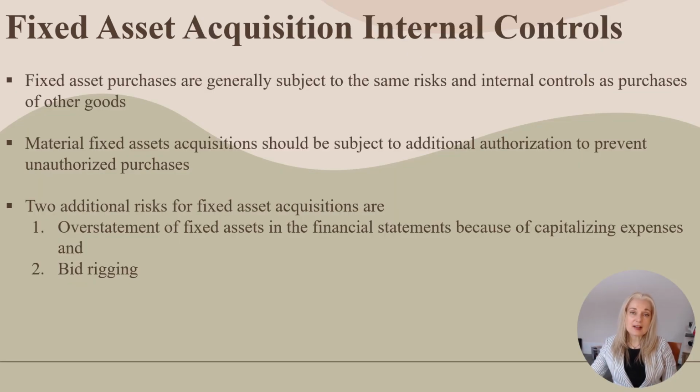Fixed asset acquisition internal controls. Generally speaking, fixed asset purchases have the same risks and internal controls as the purchases of other goods. Material fixed assets, however, should be subjected to additional authorization to prevent unauthorized purchases. So this is where you have people with different purchase limits. If the purchase limit is high, you should have additional people signing off.